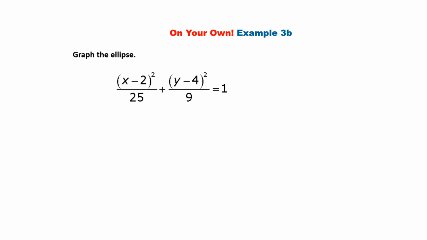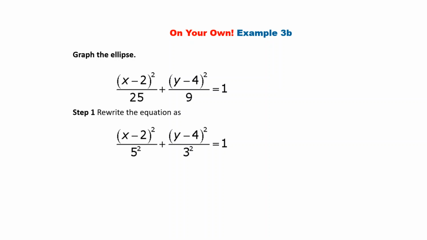Okay, again, the first thing you needed to do is rewrite your equation in a form we can use better. The only thing that I did was change that to 5 squared and 3 squared, so I know it's plus or minus 5 and 3. Okay, again, we need to identify our h, k, a, and b.